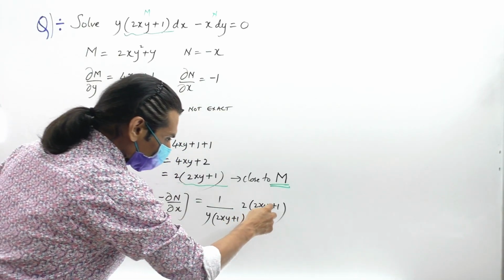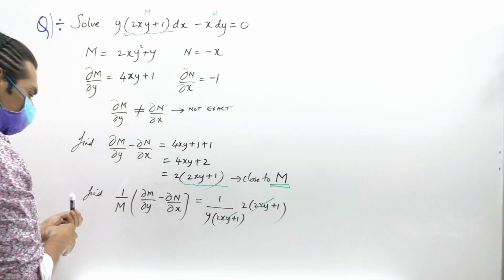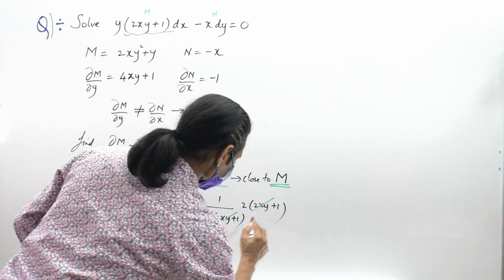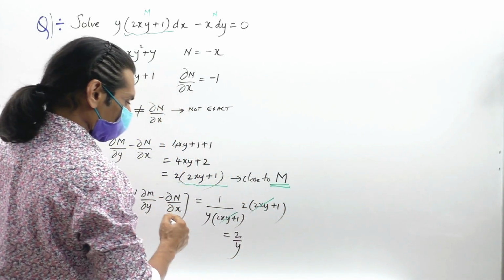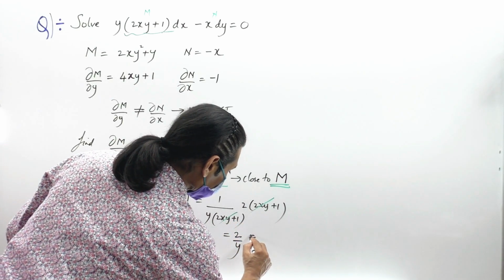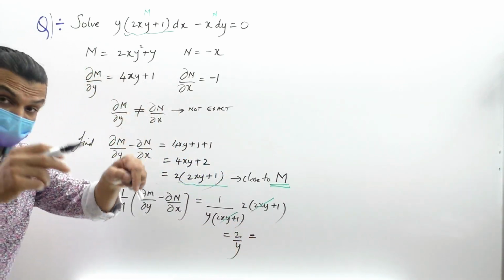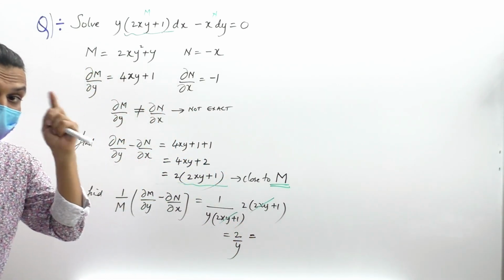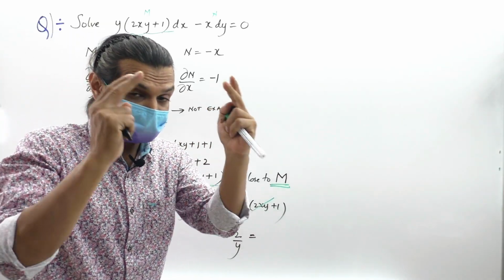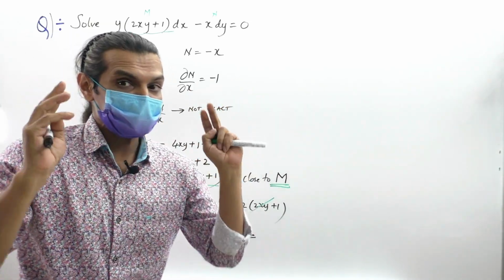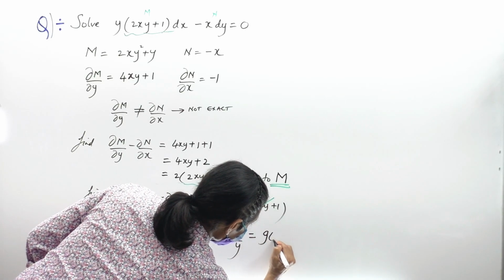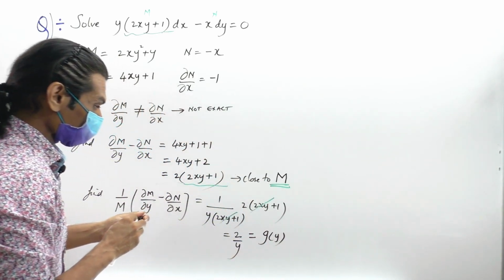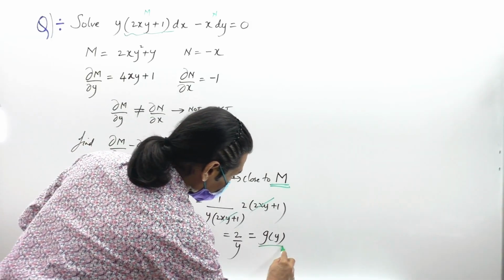So, here this and this cancels. So, we have this difference as how much? 2 by y, and that is taken as, if it is close to n, f of x. Remember, I repeat, close to n means f of x, close to m means what? g of y.